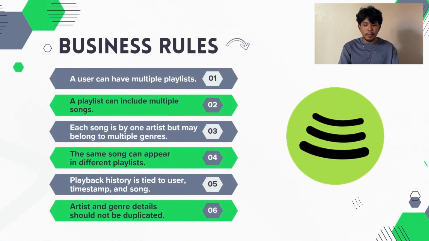First, let's start with the business rules that guide our database design. A user can have multiple playlists. A playlist can include multiple songs. Each song is by one artist but may belong to multiple genres. The same song can appear in different playlists. Playback history is tied to user, timestamp, and song. And lastly, artist and genre details should not be duplicated.